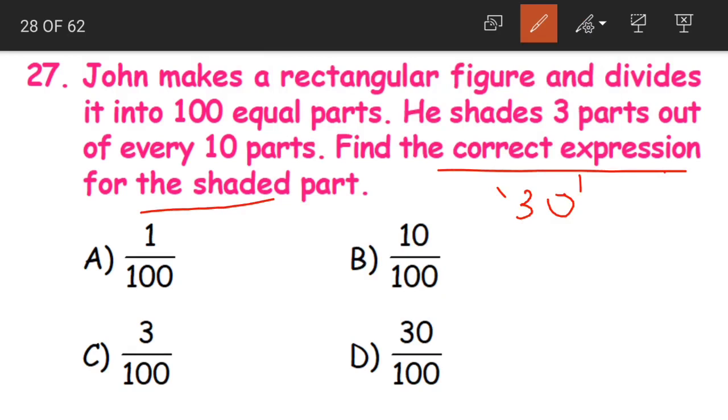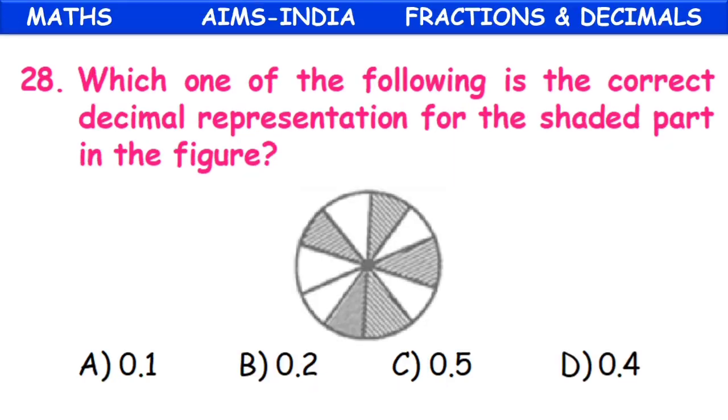Now this part, how do we represent it as a fraction? 30 is the total number of shaded parts, so it becomes our numerator, divided by, what will be the denominator? It will be the total number of parts, that is 100. So 30 divided by 100 is the correct expression for the shaded part, that is option D.